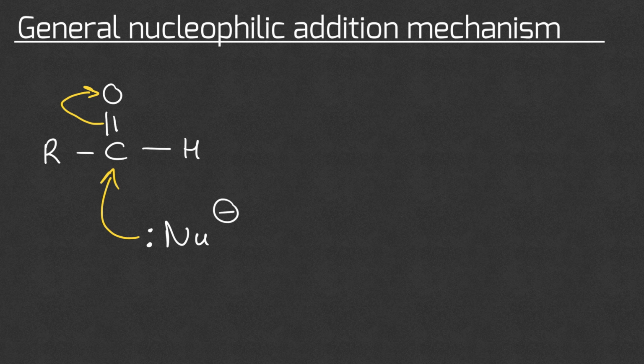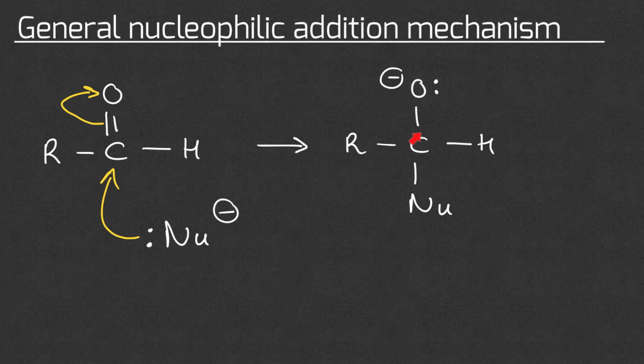The second step involves the electrons from one of the bonds in the carbon-oxygen double bond being moved up to the oxygen. So we're breaking the double bond and replacing it with a single bond. This will give us the intermediate structure shown here. As before, we've broken one of the double bonds. That means the oxygen now has a lone pair and a negative charge on it.